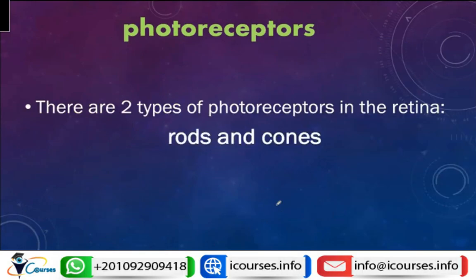Okay, so now we talk about the main part, which is responsible for vision, which will be the photoreceptors. So these are the cells responsible for sensing the light. These are the rods and the cones. So let's now figure out what are the differences between the rods and the cones.